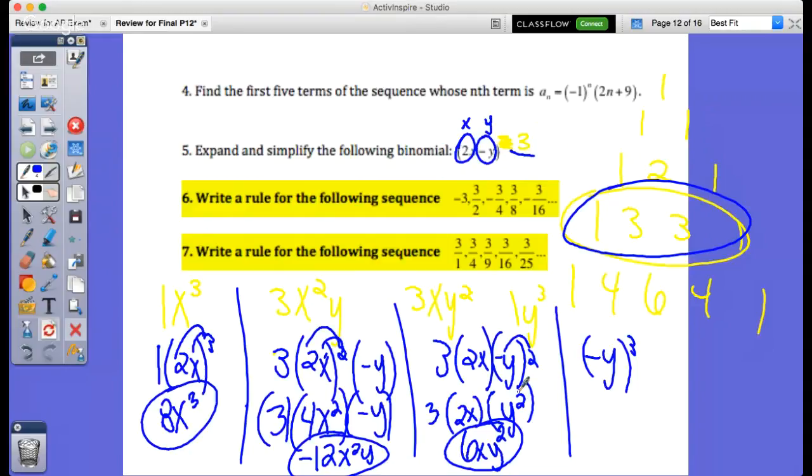And then finally, negative y to the third would be what? Kendall, what would that be? It would just be negative y. Yeah, negative y to the third.